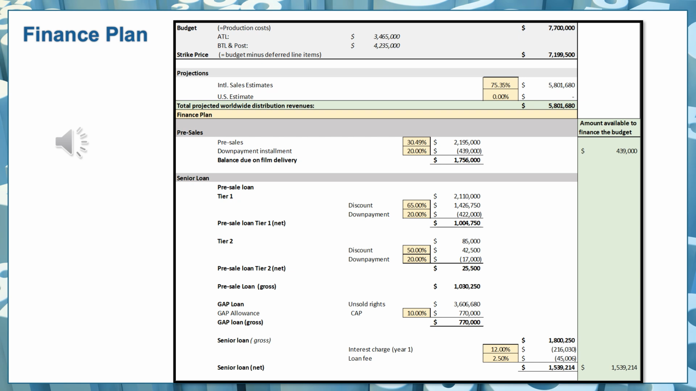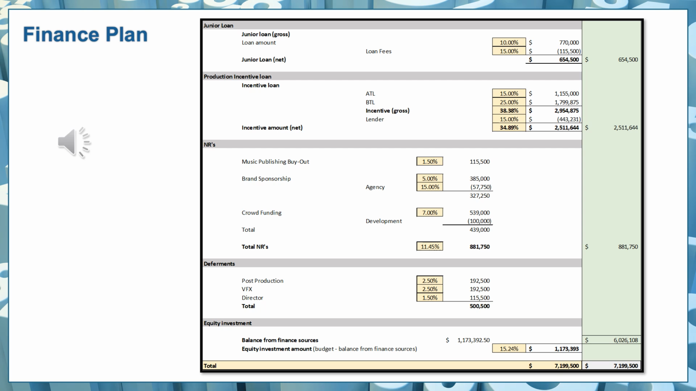The pre-sale loan then is combined between Tier 1 and Tier 2. The gap loan is capped at 10% simply because we have certain territories that are coming in with pre-sales under the take. So that's why the bank is capping our 10% gap loan here. And we will have a 12% interest applied for year one. We're going to pay the other 12% in the waterfall, and we have a loan fee of the loan amount being applied at 2.5%. So here's the rest of our finance plan.